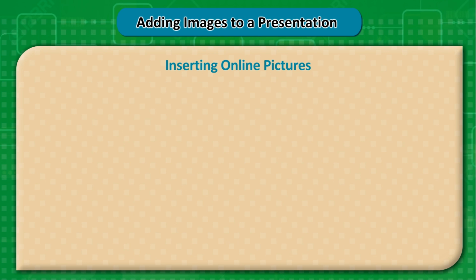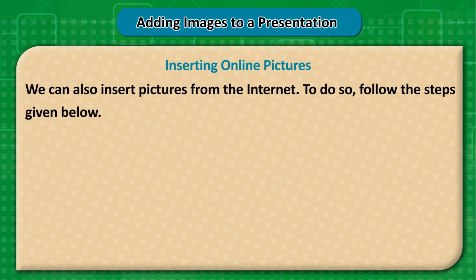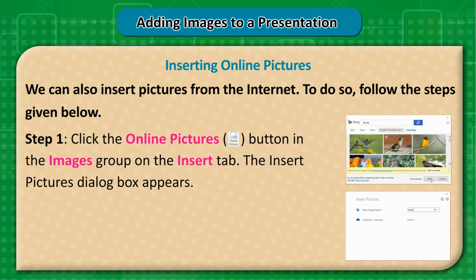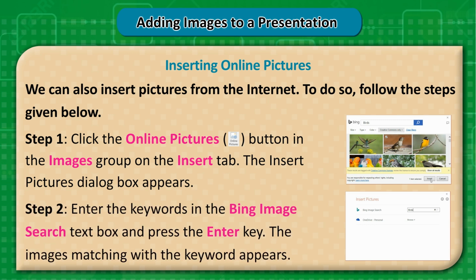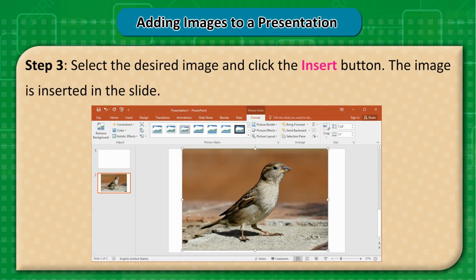Inserting online pictures. We can also insert pictures from the internet. To do so, follow the steps given below. Step 1. Click the Online Pictures button in the Images group on the Insert tab. The Insert Pictures dialog box appears. Step 2. Enter the keywords in the Bing image search text box and press the Enter key. The images matching the keyword appear. Step 3. Select the desired image and click the Insert button. The image is inserted in the slide.